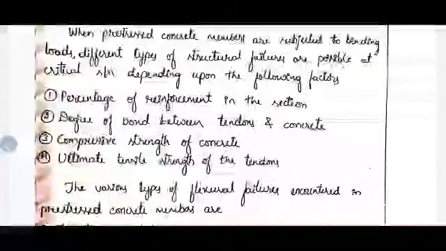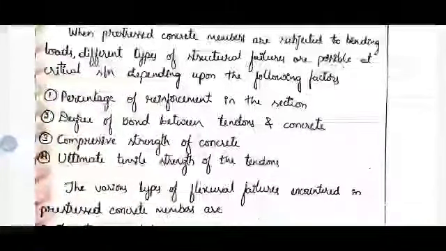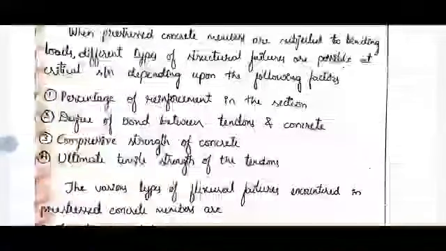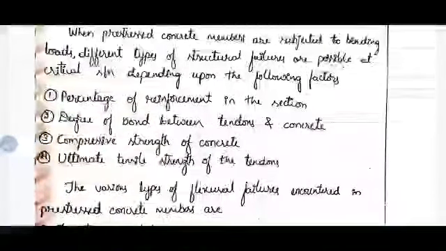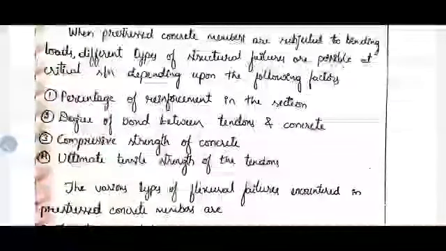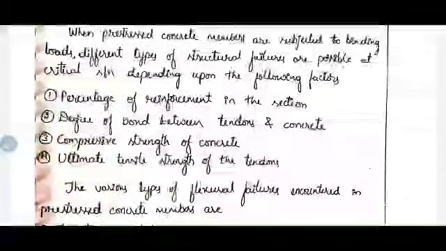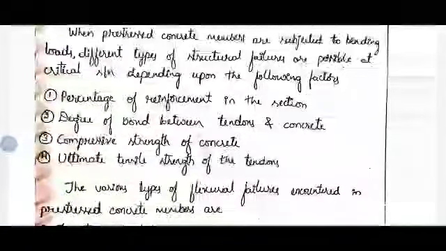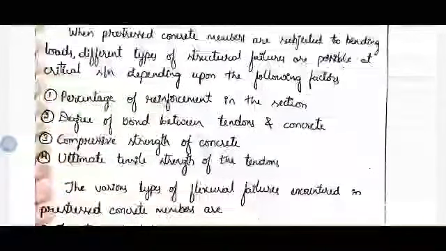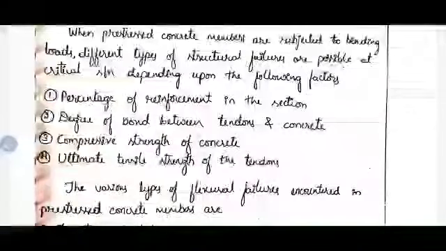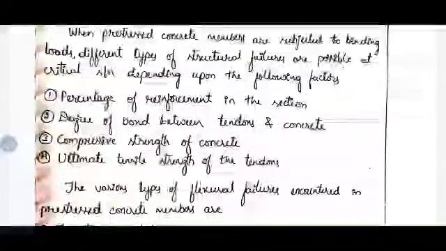So first one, percentage of reinforcement in the section. Same as in case of RCC, there should be a minimum percentage of steel we need to provide. Minimum will be there as well as maximum. While calculating, we used to calculate minimum reinforcement of 0.12% in case of RCC. Here it will be a little bit different, we'll discuss it later. And also maximum reinforcement 0.2% or 0.25% in RCC. It should not be over reinforced or under reinforced. We need to maintain it as a balanced section. That is percentage of reinforcement.